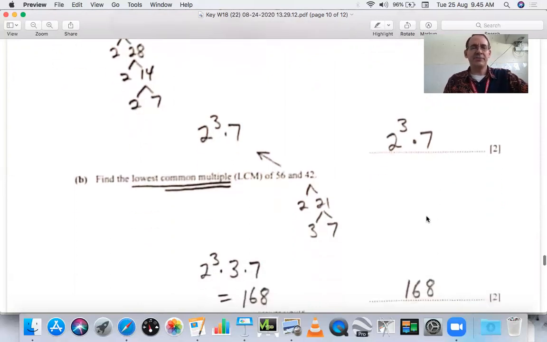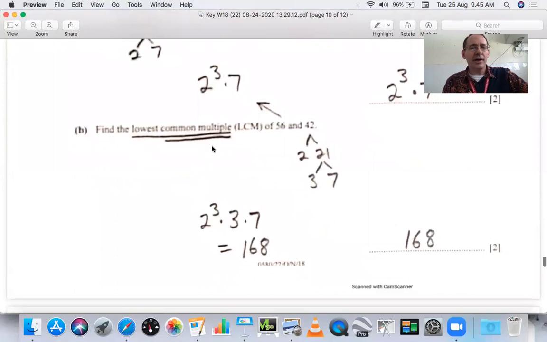2 cubed times 7. Then going to lowest common multiple, you still need to do a factor tree so you know what the factors are. So the factors of 42 are 2 times 21, which is 3 times 7. These are the factors of 42. These are the factors we already did of 56, so we don't have to do it again.